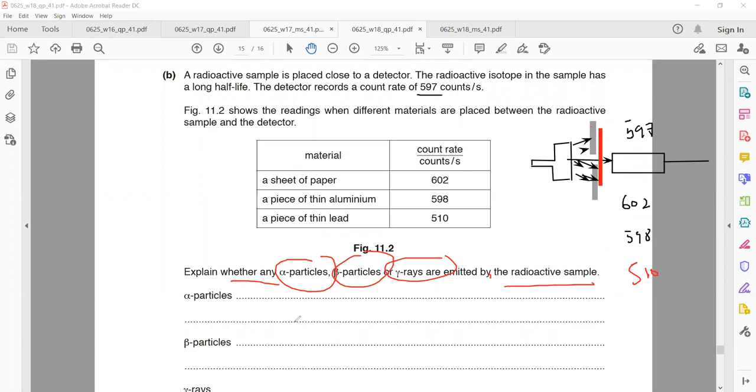Any alpha, yes or no? No, there are no alphas, because the sheet of paper is not changing the count. Otherwise, if there was alpha, the count should decrease considerably. But there's no considerable decrease in the counts or radiation. It means there's no alpha. What about beta?